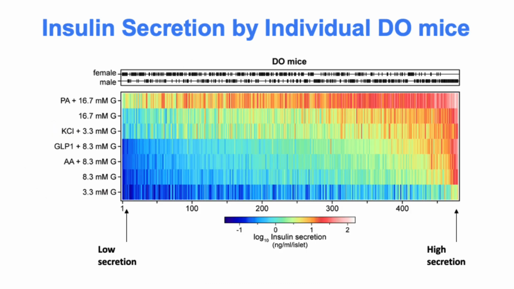And then what you can do, you can look at the insulin secretion. So this is a visualization of the insulin secretion across the mice. The mice are the columns, and the level of insulin secretion are the rows. And then you can see that there is a range for different mice based on their genetic background. They're more or less responsive to secreting insulin.